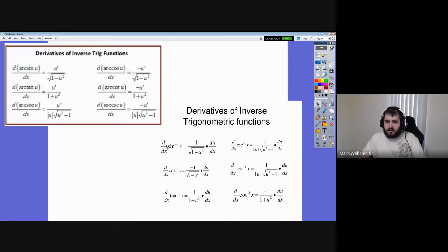This one is written with the inverse being the -1 notation, whereas this one uses arc sine, arc cosine, arc tangent, and so on. Personally, when it comes to notation, I am a bigger fan of using arc sine, arc cosine, and all of that, because the -1 can leave you feeling like you're working with an exponent, and that doesn't work so well.